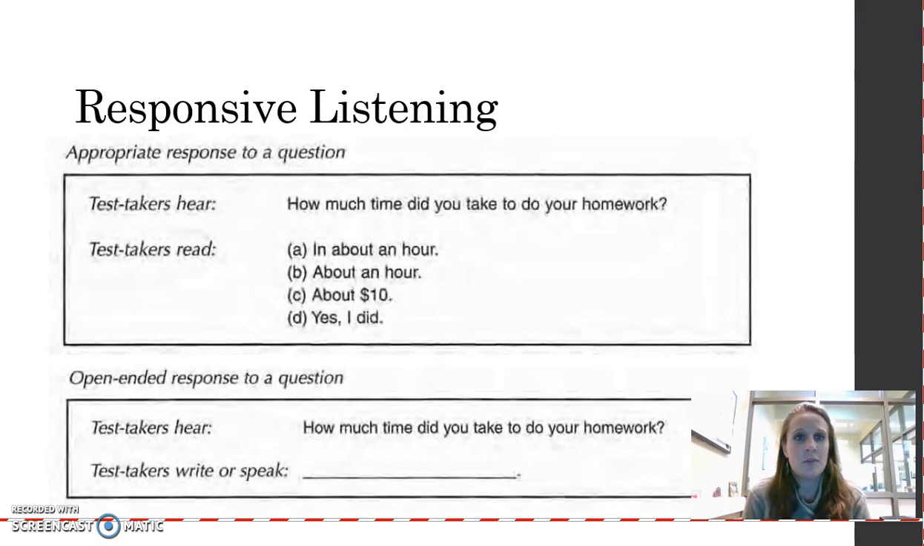Another example here of responsive listening, this is maybe kind of the obvious one. An open-ended question. The test takers hear, "How much time did you take to do your homework?" And they either write or speak. Now, if I'm interviewing them, they would speak it. And if they're doing a test all sitting down together, I just play the question and they write their answer on the paper. So again, it's getting closer to more realistic, authentic communication.